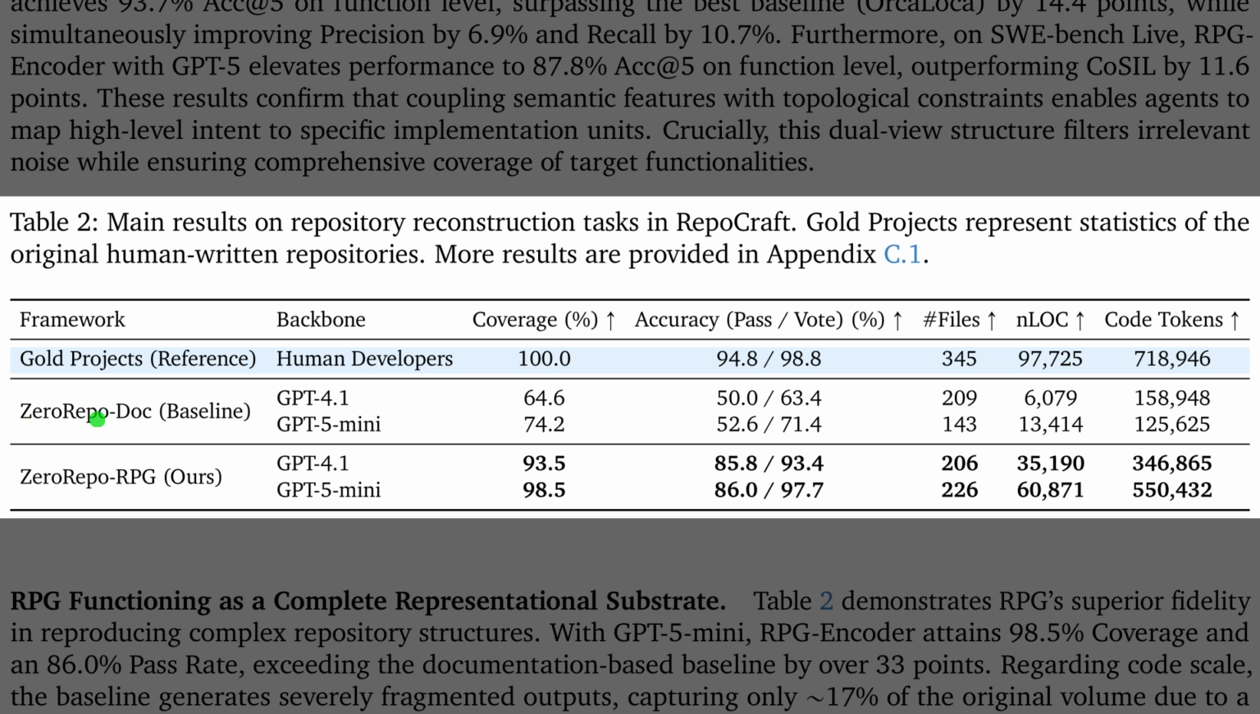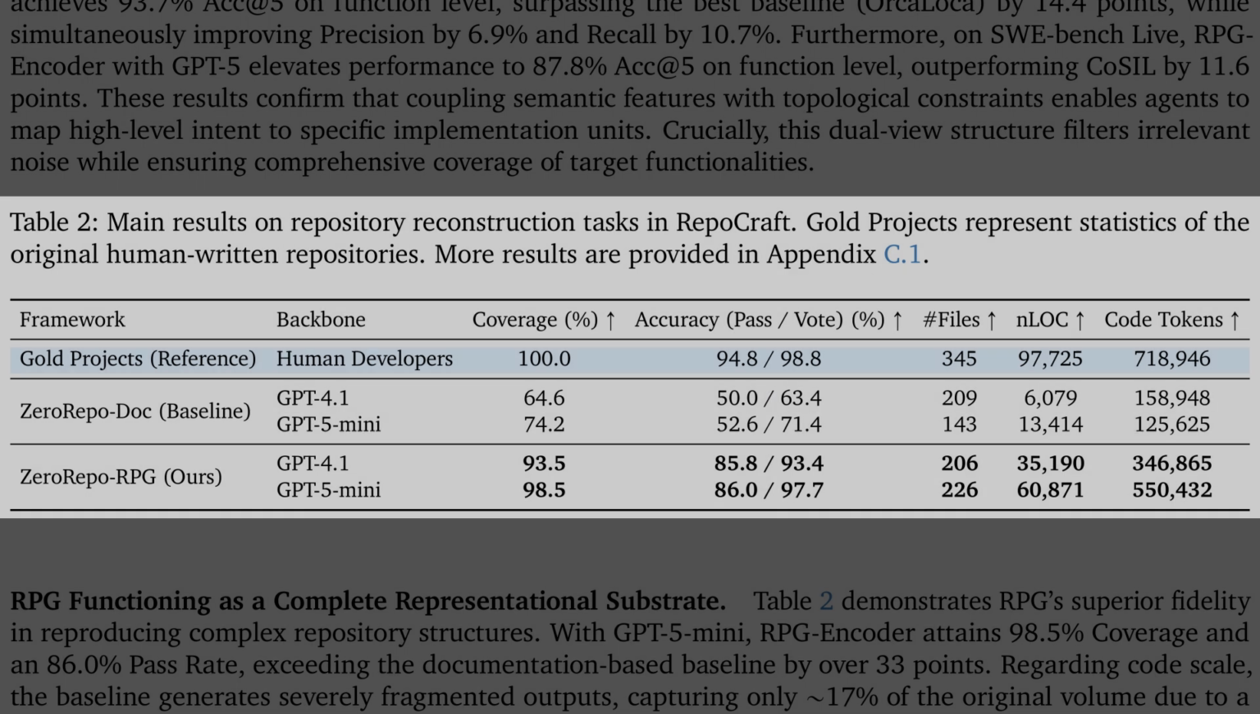However, the bottom section shows that the RPG approach allows GPT-5 Mini to reach 98.5% coverage. The code tokens column on the far right highlights this massive difference, as the RPG method generates over 550,000 tokens to match the human scale, while the baseline produces far less.